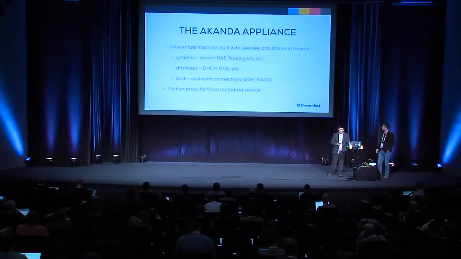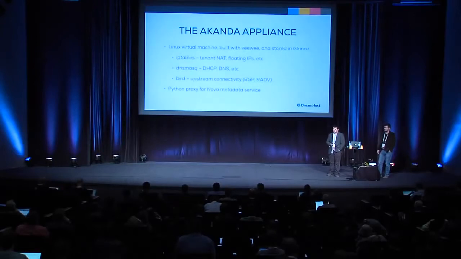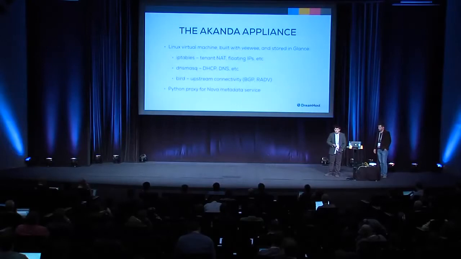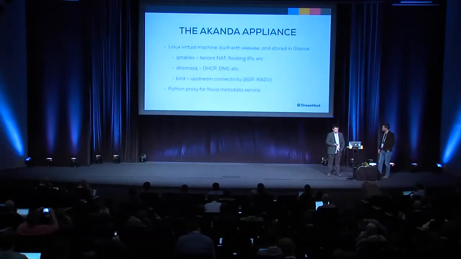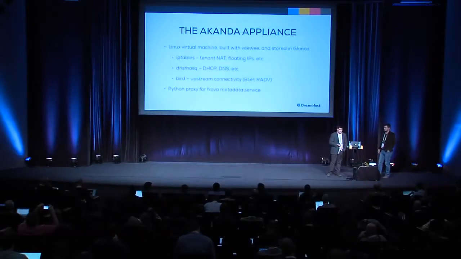We build these appliance images with a piece of software called vWe. vWe isn't the only option, but it's the one that we've built our tooling around. So the Akanda appliance code really consists of the Python software that we've written, and code for generating IP tables, DNS mask, and bird configuration. Then vWe is what we use to build the image, and we then upload that into Glance.